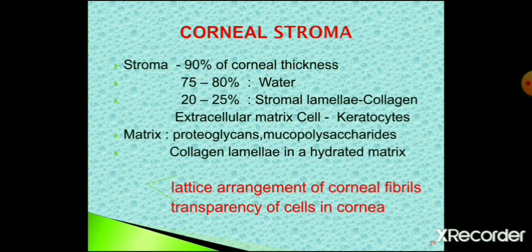Now the next layer is the corneal stroma. Stroma, 90% of corneal thickness, 75 to 80% water, 20 to 25% stromal lamina, that is collagen, extracellular matrix. Cells, that is keratocytes, are also present in the stroma. Then matrix contains proteoglycans, mucopolysaccharides, collagen laminae in a hydrated matrix. So this is the composition of corneal stroma. Lattice arrangement of the corneal fibrils maintains the transparency of the cornea.